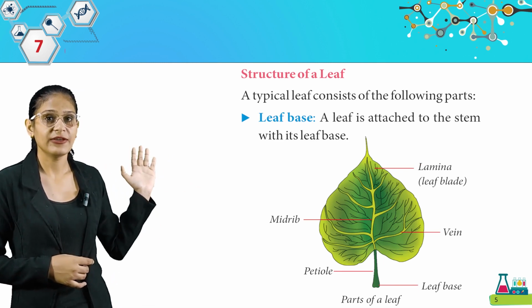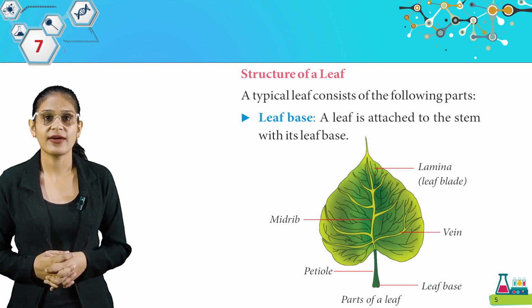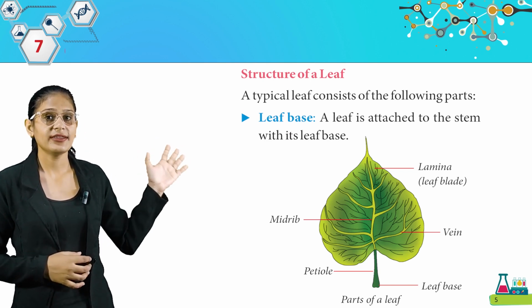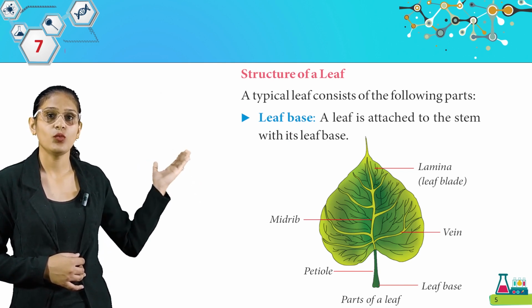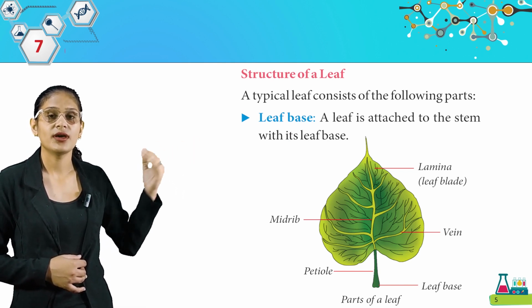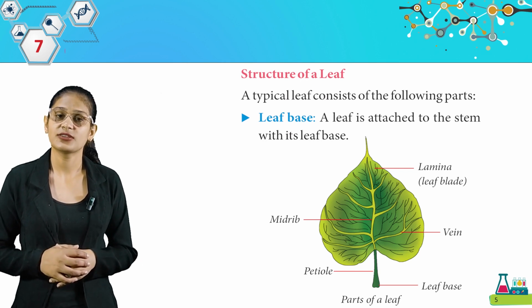Look at the first, leaf base. A leaf is attached to the stem with its leaf base. Look at this picture, students. Parts of a leaf: leaf base, petiole, vein, midrib, lamina, leaf blade. So these are the parts of a leaf.